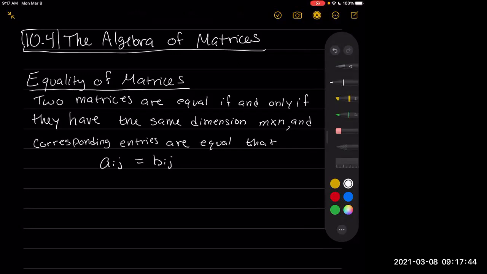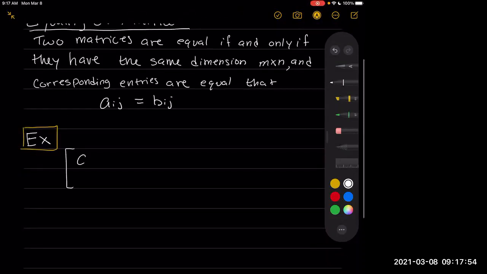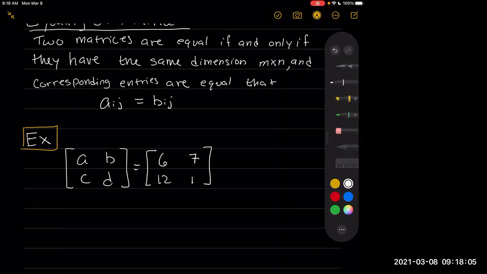So for an example, matrix A, B, C, D equals 6, 7, 12, 1, if and only if A equals 6, B equals 7, C equals 12, and D equals 1. That's the only way these two matrices are equal. If A was to equal 3, then we know that these matrices wouldn't be equal.